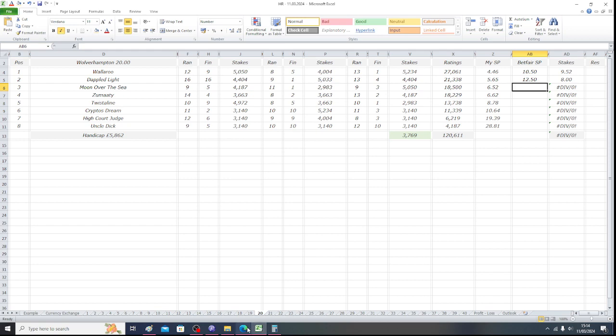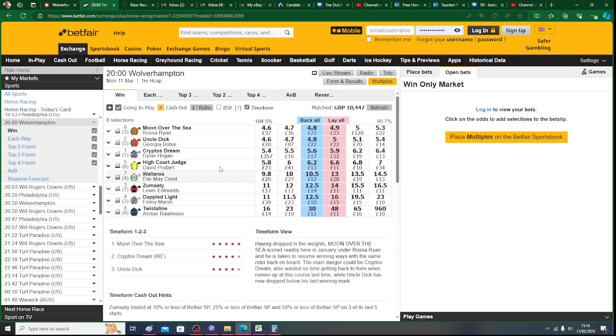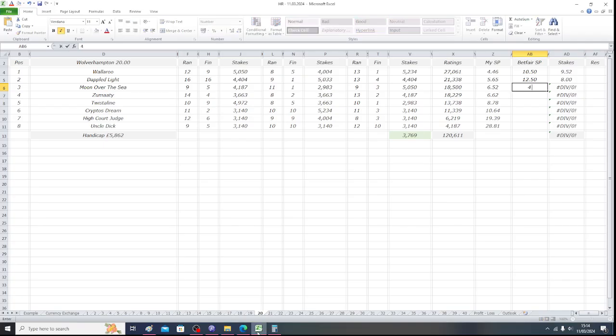Our third selection is Moon Over the Sea, which at the moment is currently joint favourite at 4.8. And a stake here of £20.83. We'll just add those three together. We've got £38.36. So all we've got left is £11.64.